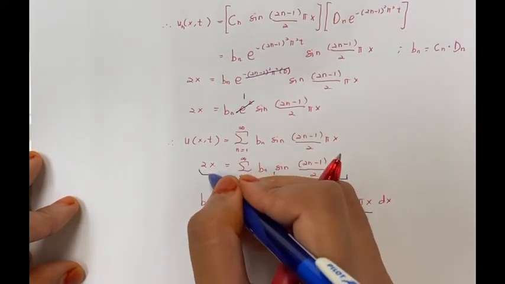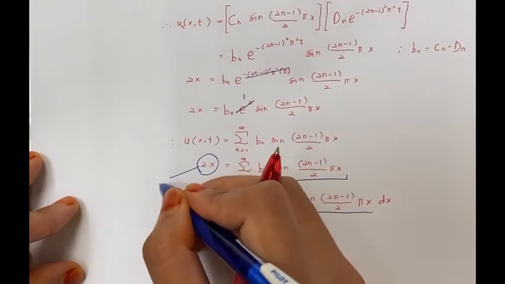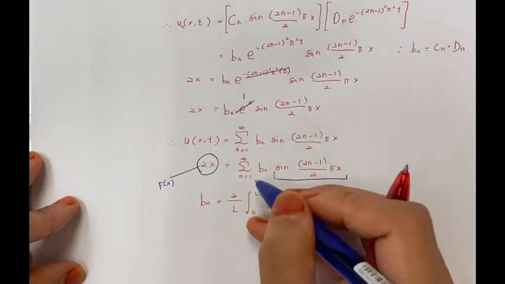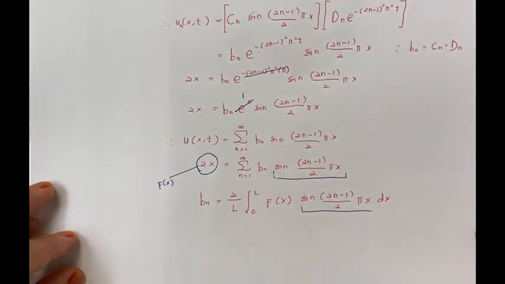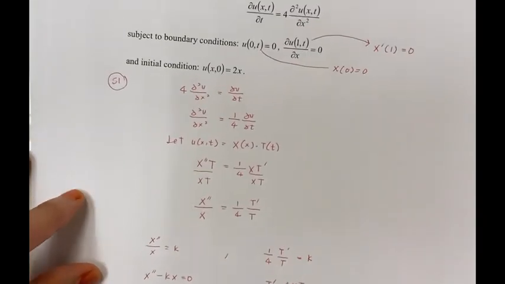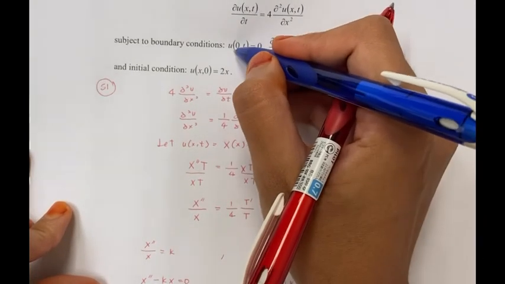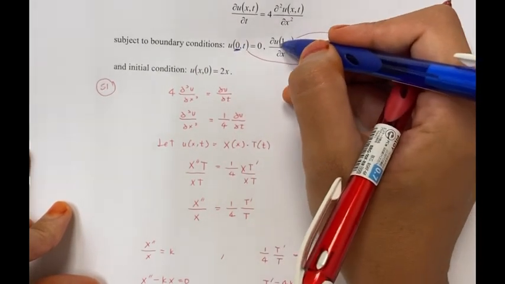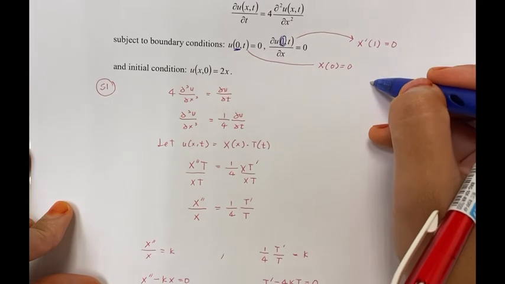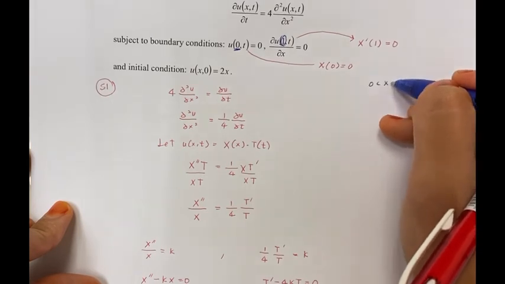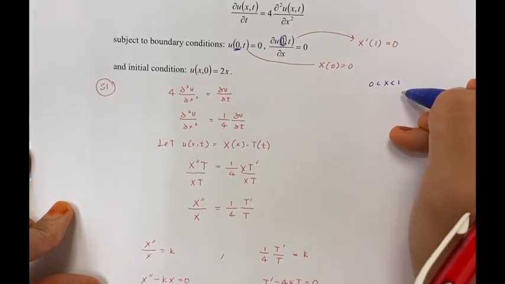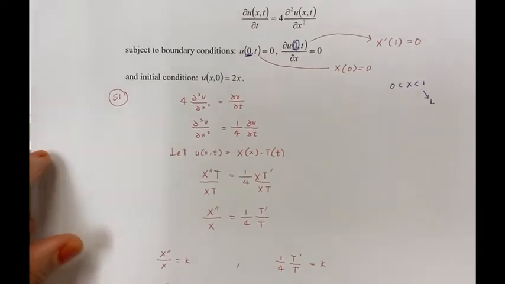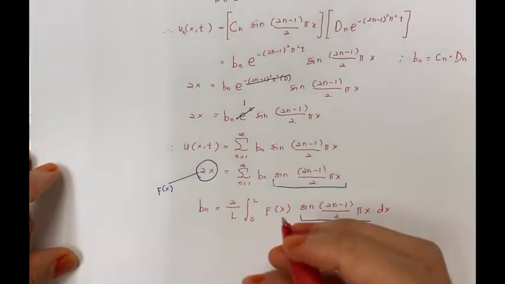Here f(x) is 2x. And then what is the L? The L is from the equation, from your limit of x over here. x is from 0 to 1, so L is equal to 1.